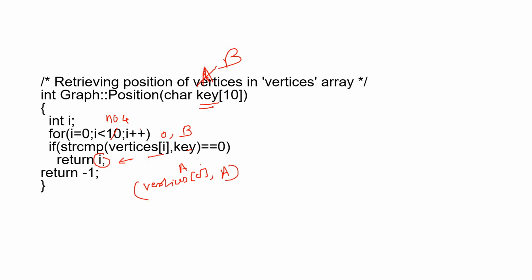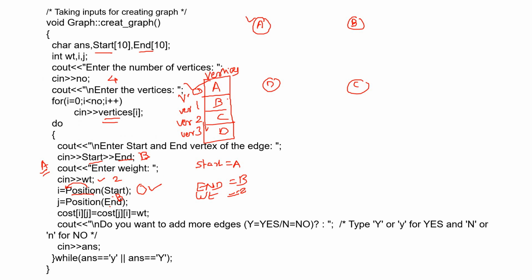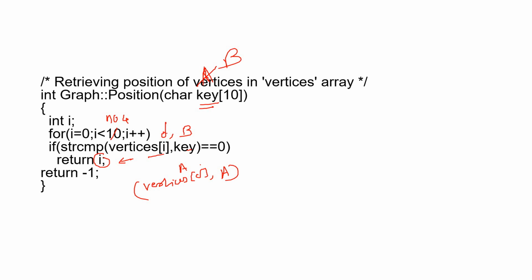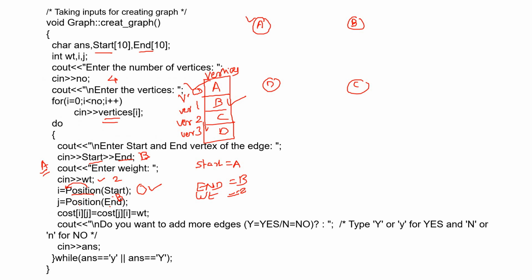So now I will become 1. So vertices of 1 comma B. What is vertices of 1? Here you can see B is there. So B comma B match is found. At what position is the match found? When I is equal to 1. So 1 is returned to the calling part.